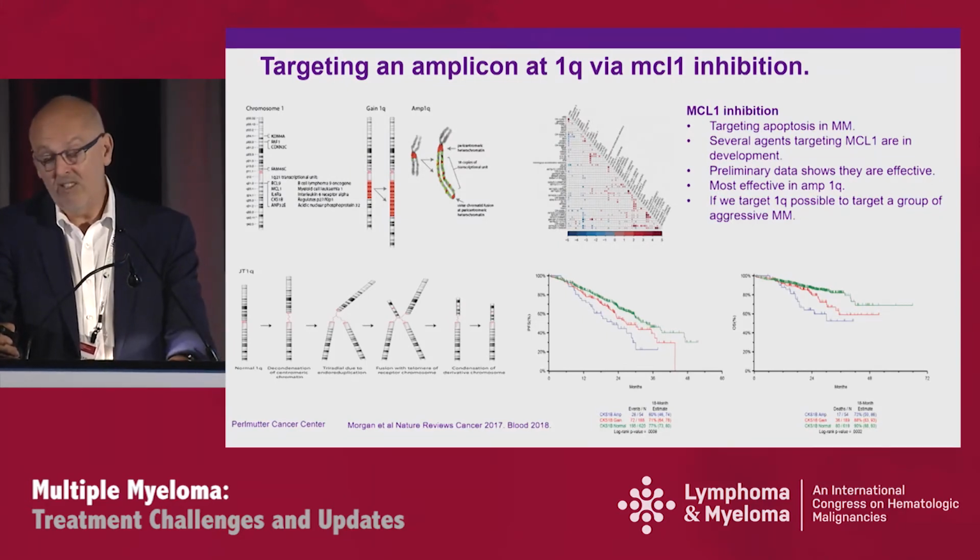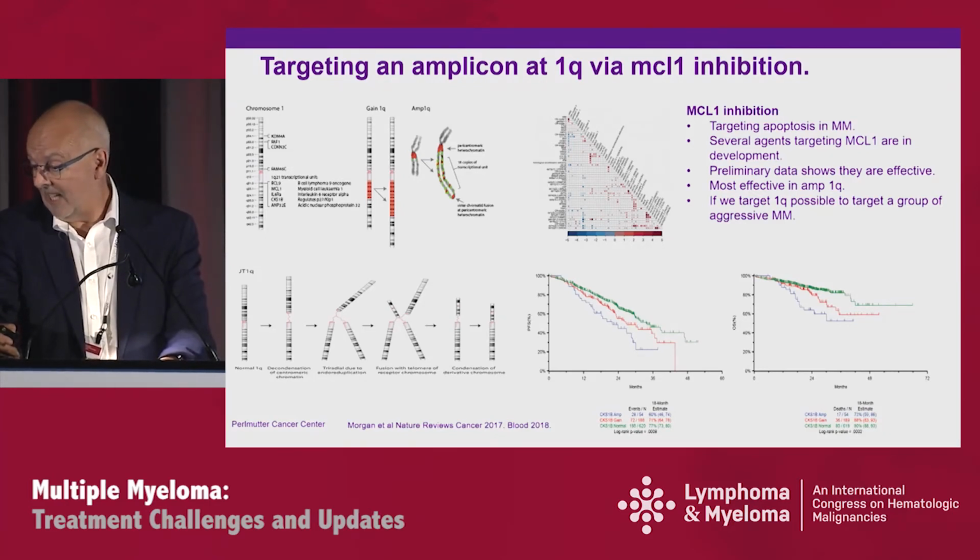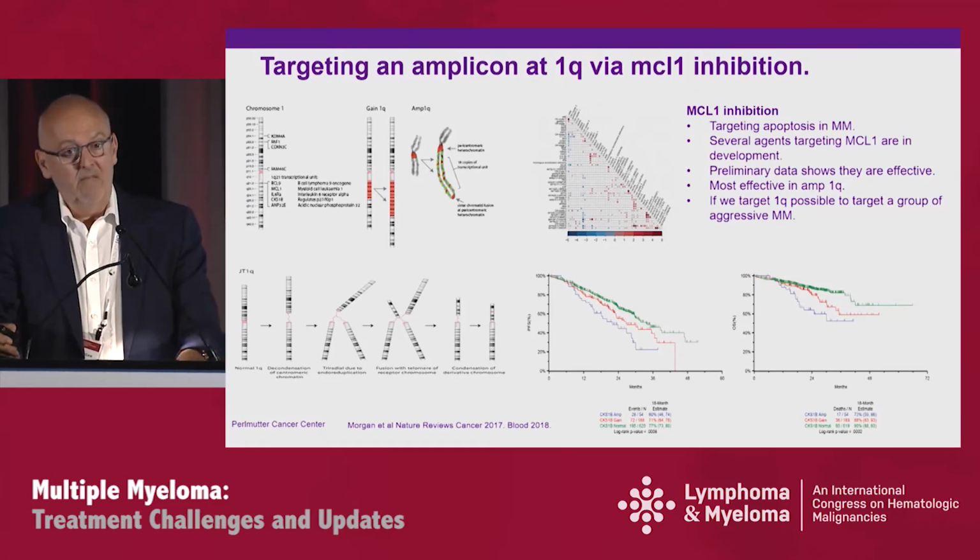This is the other main lesion, so we hear a lot about 1q gain. That's not prognostic, it's the amplification where there's more than 3 copies of 1q. Sometimes you can have 18 copies, as shown by the green staining.